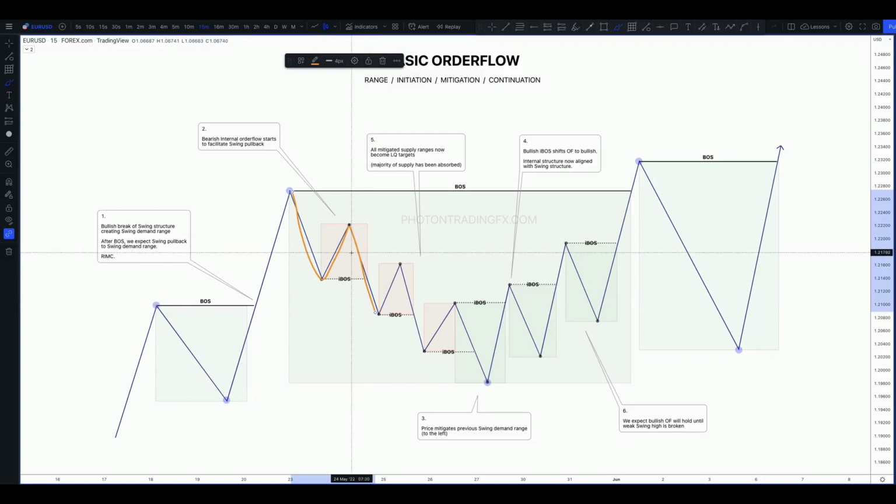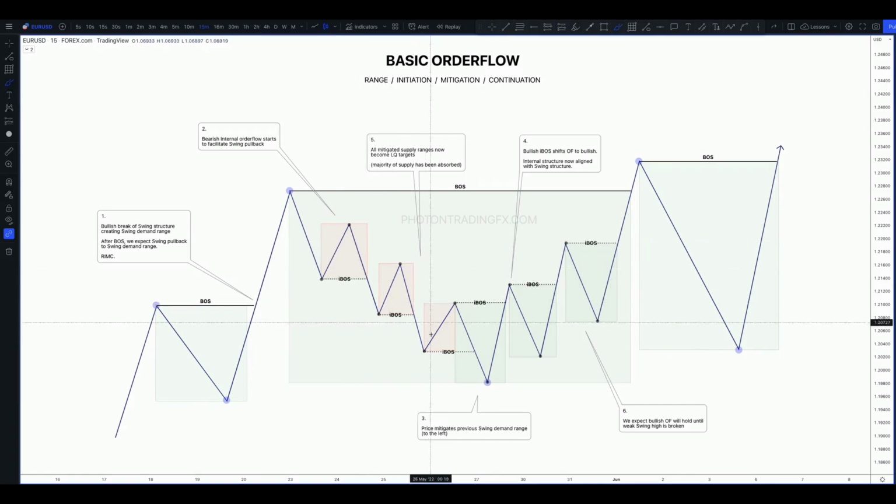What did we then expect when we were talking about the advanced market structure? We'd expect that to continue until it pulls back. So we get that internal bearish order flow denoted by these red ranges. That's where each range is respected until what? Until it isn't, until we then get a bullish internal break of structure.